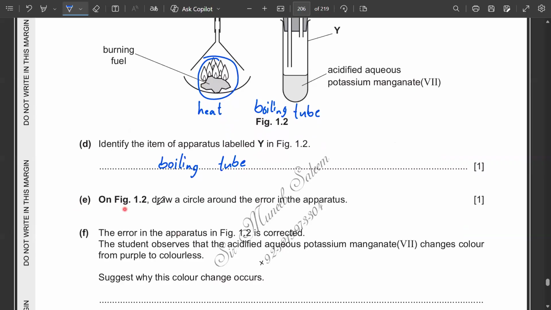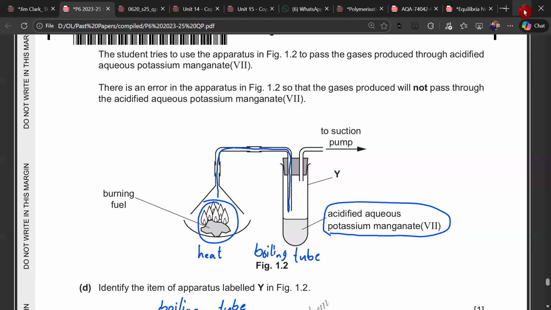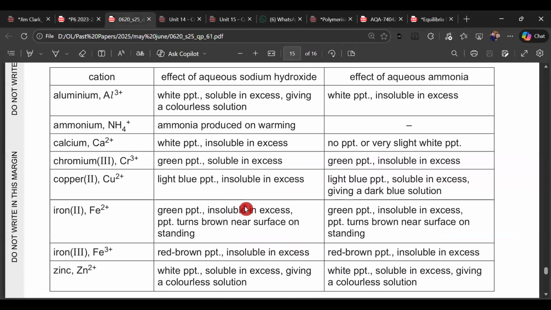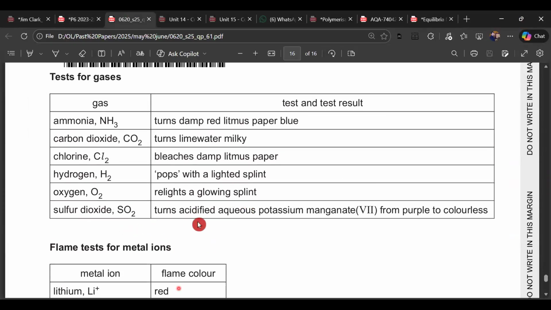Then E part, on figure 1.2, draw a circle around the error in the apparatus. Now, if we see from here, the gases are being released by the burning of the fuel. They will go like this into the delivery tube, and then they will reach the boiling tube. The purpose of using the potassium manganate, if you can recall from the qualitative notes, is that it was basically used to give its own color when it interacts with one kind of gas.